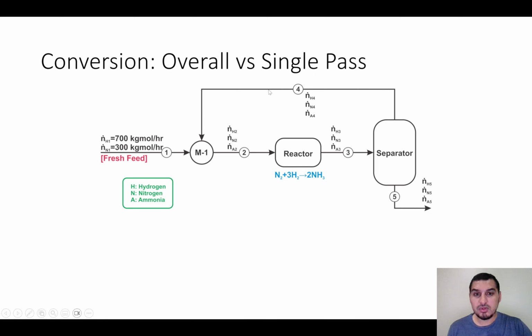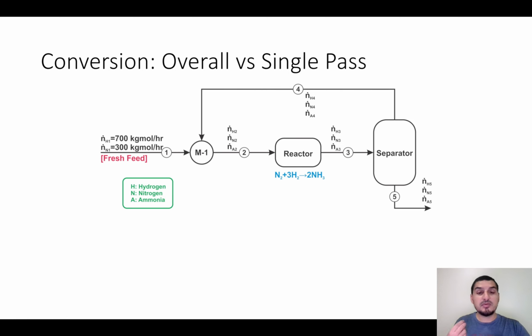They are going to return back in the recycle stream to be mixed with the fresh feed, and then to be the reactor feed. So they will pass by the reactor one more time, and they can pass by the reactor 3, 4, 5 times until they get consumed by the reactor.